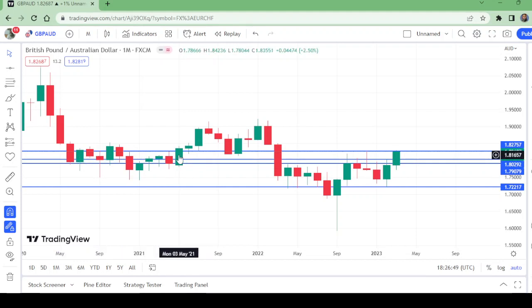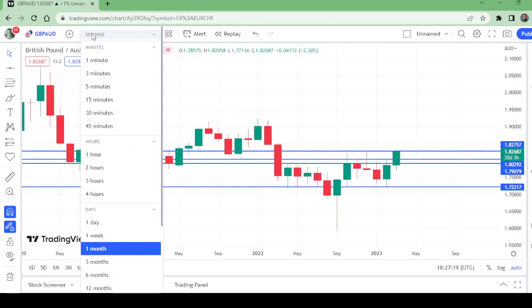This has been in this range. This has been range bound. And this is that level. After touching it, it came down and came to this support. Now what is expected? It was in a bullish trend and it has kept its bullish trend because of the Australian economy problems. Now let us move to the weekly time frame.